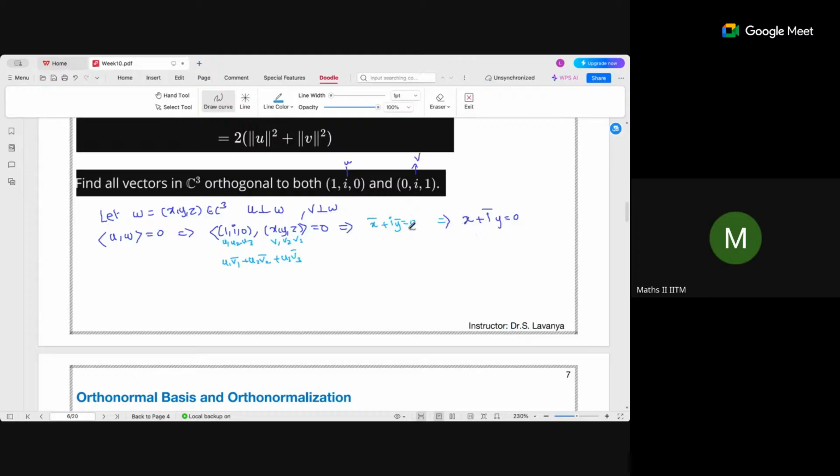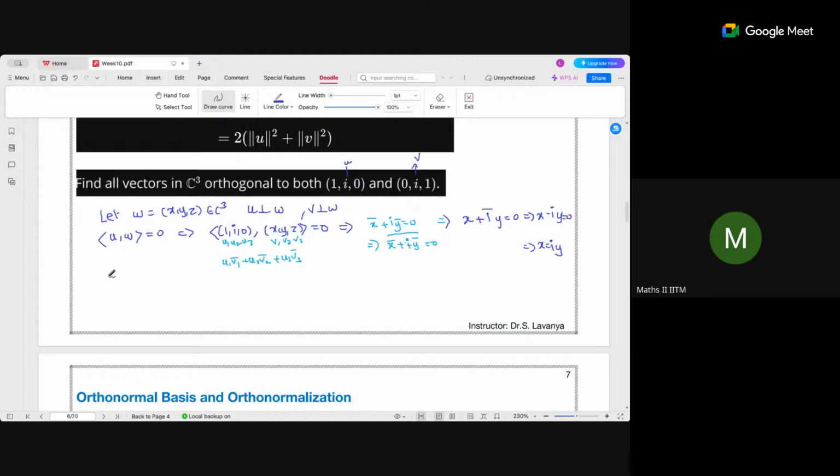Okay, so if this is 0, then you know that x plus i y bar, whole bar, equal to 0, and the whole bar is nothing but this term. Is this clear how I got x plus i bar y equal to 0? And what is i bar? Minus i. So you have x minus i y equal to 0. This means x is equal to i y.